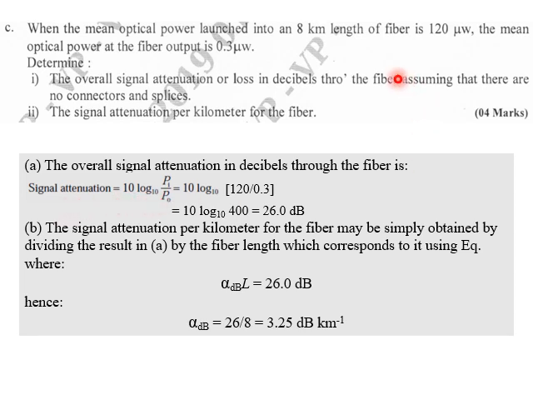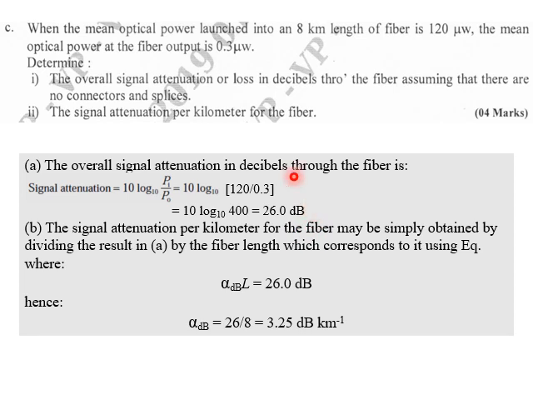So power in, we know the power launched for the 8 kilometer length of fiber. Launched means the power is coming as 120 microwatt, but the fiber output is 0.3 microwatt. So P_in is 120 micro, P_out is 0.3. If I take that ratio, 120 by 0.3 along with the 10 log base 10, and simplify this, I'll get 26 dB as the overall signal attenuation in decibel through the fiber over a distance.